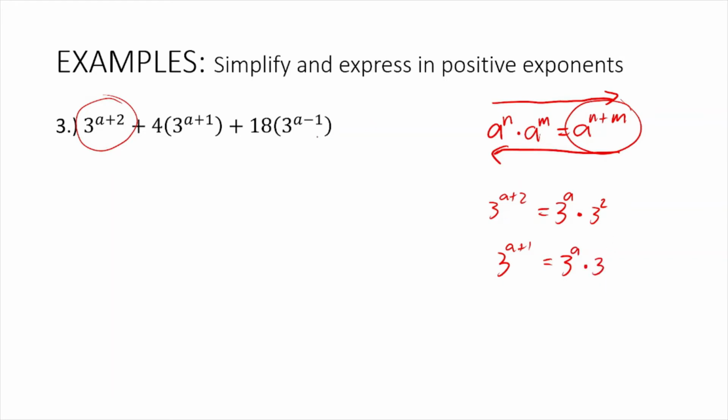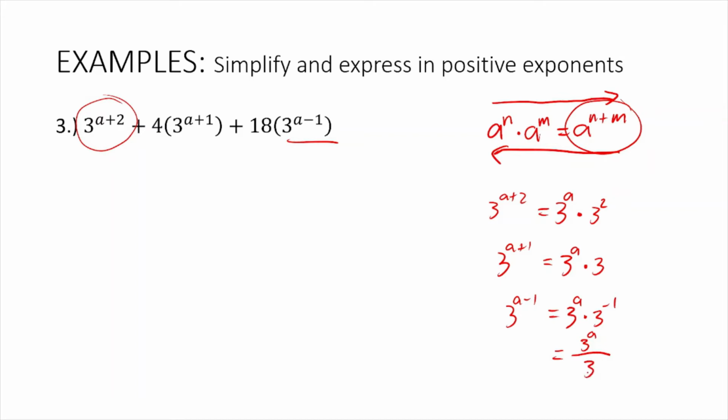Okay, and then also for this one, we have here 3 raised to the power of a minus 1. So we can express this as 3 raised to the power of a times 3 raised to the power of -1. Okay, and then if we apply the negative exponent rule, then that would be 3 raised to the power of a divided by 3.